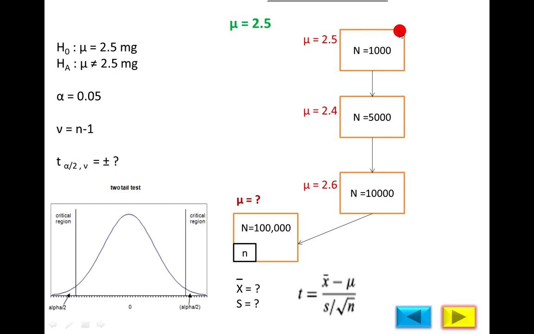So suppose in the first year of this new company, a pharmaceutical company, the production is only 1000 tablets. Total production, the total population represented by capital N, is 1000. It is a very small production, so you can calculate the weight of all the tablets. Suppose you select the first tablet and calculate its weight, then the second tablet and calculate its weight.